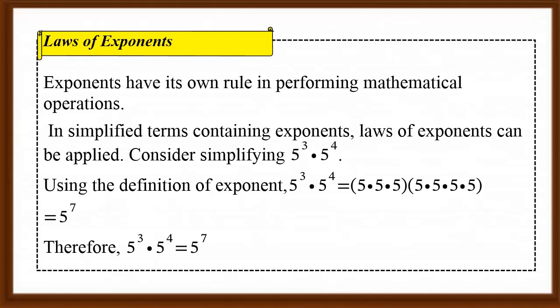Consider simplifying 5 cubed times 5 raised to the 4th power. Using the definition of exponent, 5 cubed times 5 raised to the 4th power is equal to 5 times 5 times 5, then multiplied by 5 times 5 times 5 times 5, which is equal to 5 raised to 7. Therefore, 5 cubed times 5 raised to the 4th power is equal to 5 raised to 7, just adding the exponent.